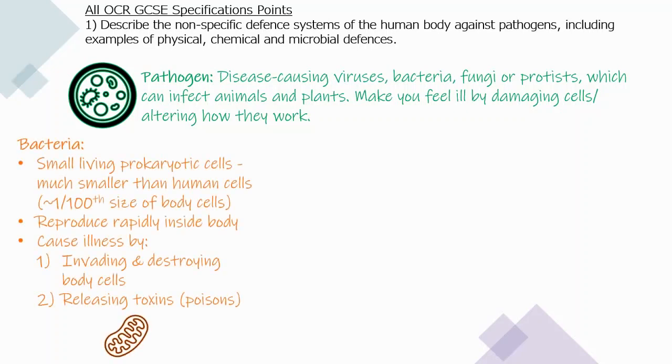So bacteria are a type of pathogen and they are very small. They are about 1 one-hundredth the size of body cells, and they are prokaryotic cells. This means that they don't have a nucleus, they don't have any membrane-bound organelles, and they have smaller ribosomes compared to eukaryotic cells.